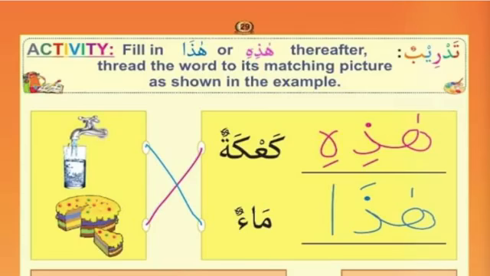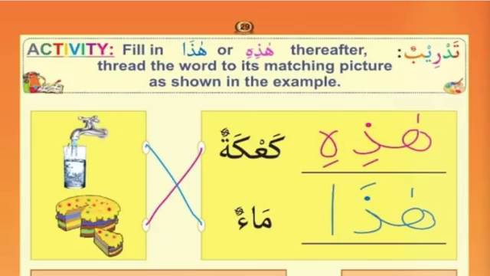هذه كعكة. Can you see the sentence? It also already matched for you, right? It's an example. You fill in هذا or هذه. Thereafter, match the word to its matching picture as shown in the example. This is the example. هذه كعكة. This is a cake. هذا ماء. This is water. Right? Based on their gender.